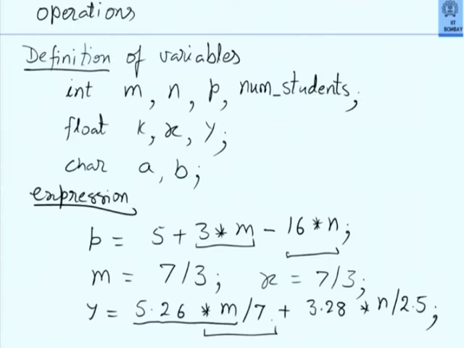Suppose you have written m by 7 first, and then said multiply by this. Then what would have happened? M is integer, 7 is integer, integer division would have resulted, you would have lost the fraction, the result would be integer. Now that when it is multiplied by 5.26, that integer will be converted to floating point. But already you have lost some fraction.